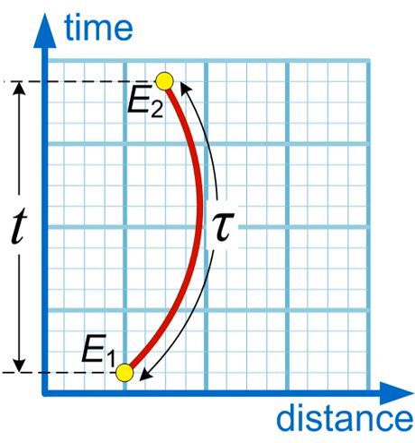Topic. Examples in special relativity. Topic. Example 1, the twin paradox.